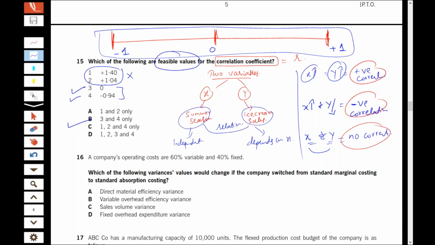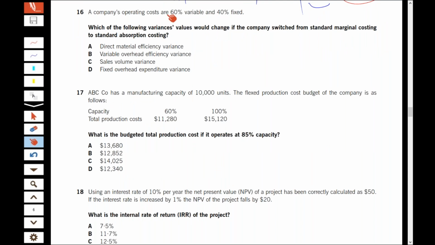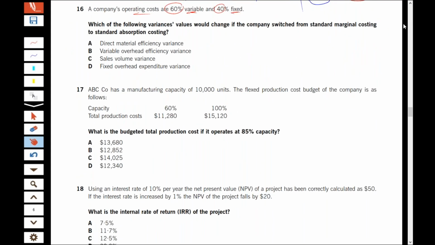It cannot be more or less than on this particular scale. Next, a company's operating costs are 60% variable and 40% fixed. 60% variable and 40% fixed. The company's operating cost is 60%.